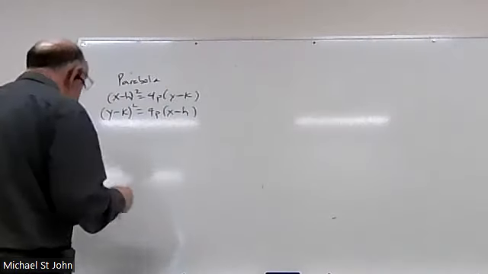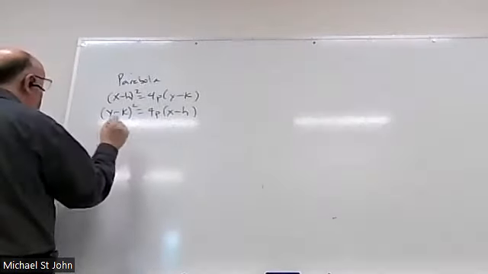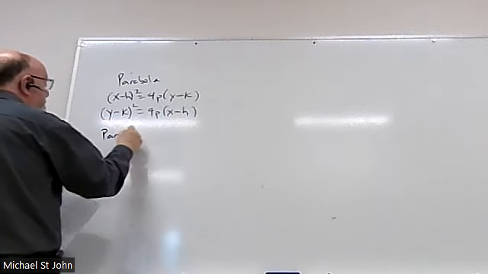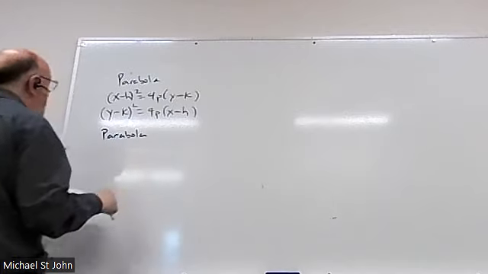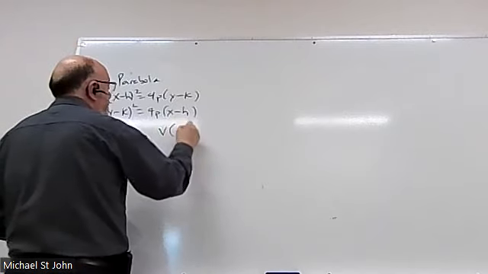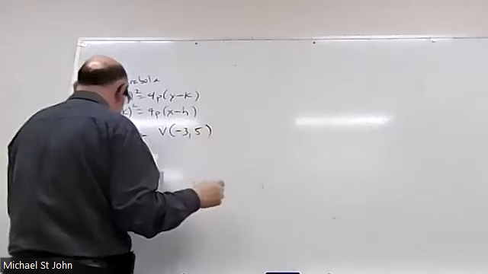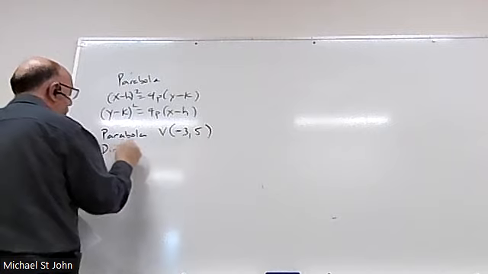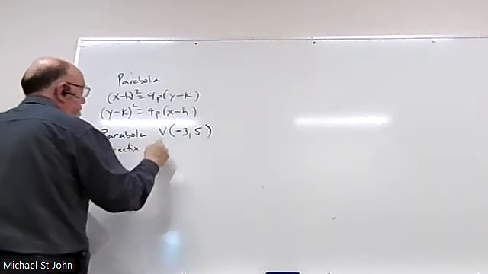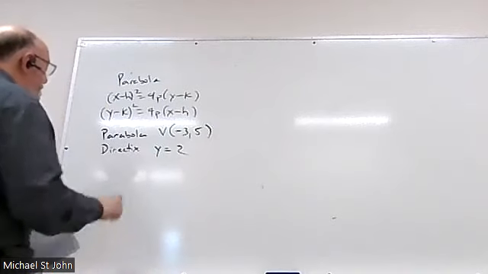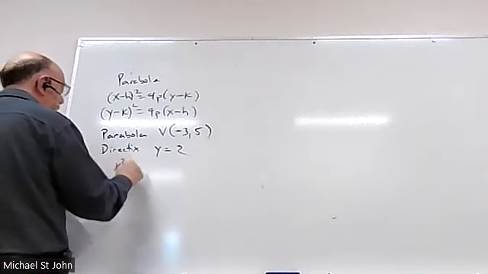This time, the given information is, again, they're going to tell you what it is in these types of questions. They tell you it's a parabola. They tell you the vertex is at (-3, 5) and the directrix line is y equals 2. And so this tells me that this is an x squared parabola.